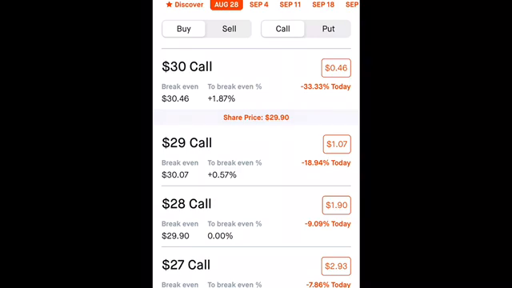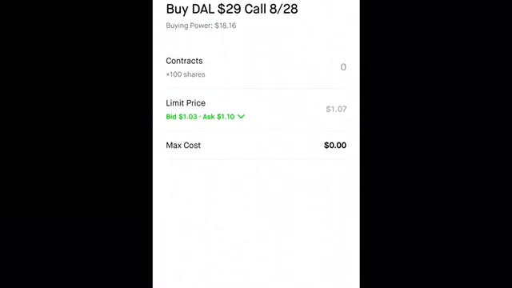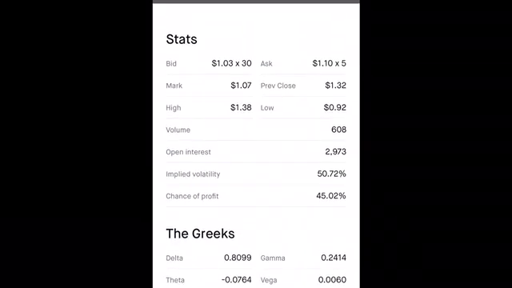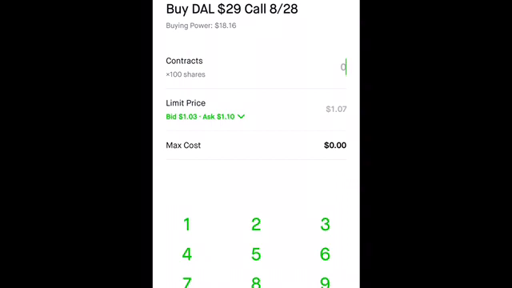Now, I know you guys are going to ask, what is theta? So if we click on the $29 call here and we click here, theta is right under the Greek section, right here at the very bottom. You see something called theta. Theta is essentially something that eats away at the price of your contract the closer the contract gets to the date of expiration. You guys do the math. So obviously, if you bought an August 28 call, the closer we get to August 28th, the more that theta is going to eat away at the price of your contract.